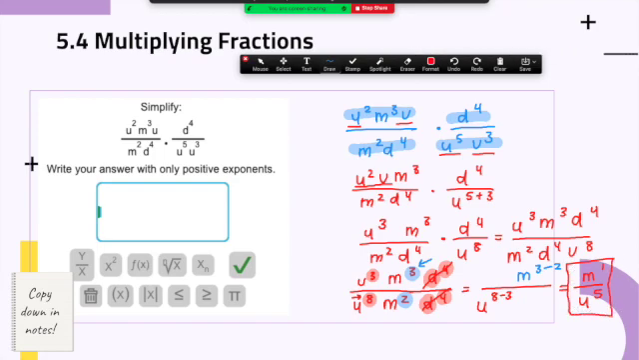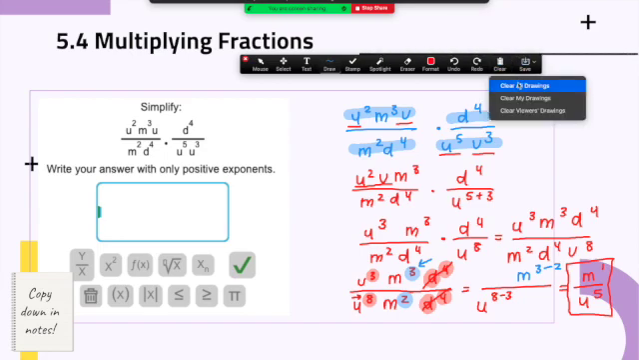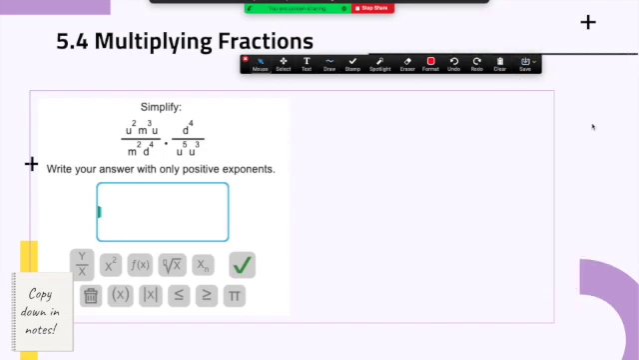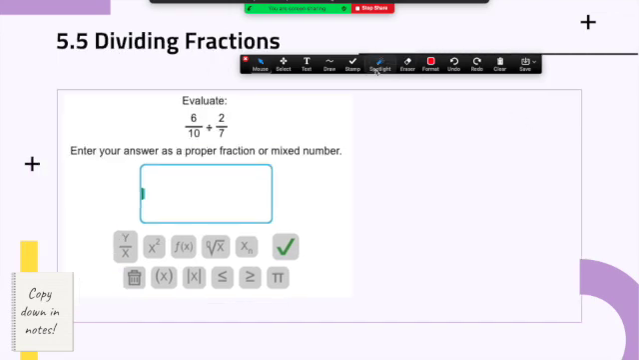Okay? Cool. So let me clear this. We have here dividing fractions. It's asking us to divide 6 over 10 divided by 2 over 7. So I'll give you a few minutes to work on this problem on your own first.